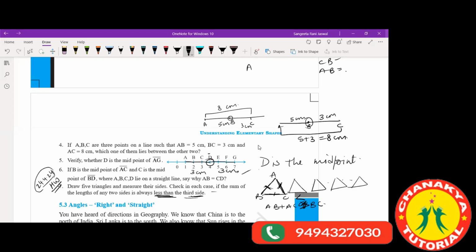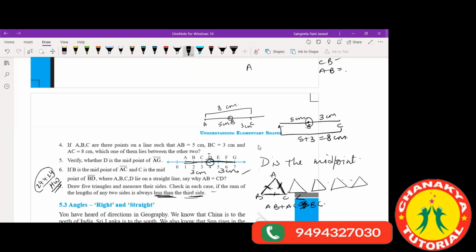Okay. Verify whether D is the midpoint of AG. So we just have to see if D is the midpoint. That means equal portions are there on each side. This side I can see 1, 2, and 3 parts here. This side also the same distances, 3 centimeter and 3 centimeter. So D is the midpoint.